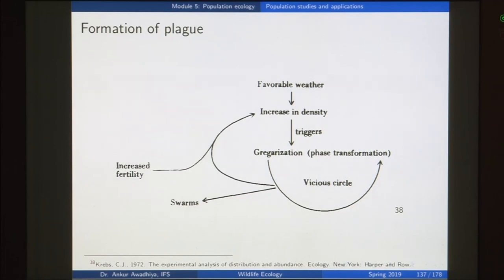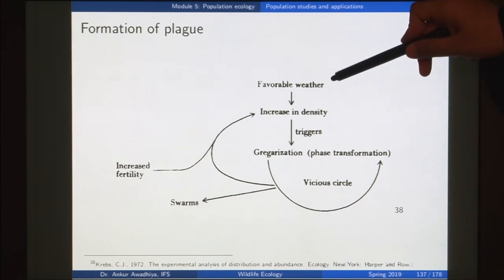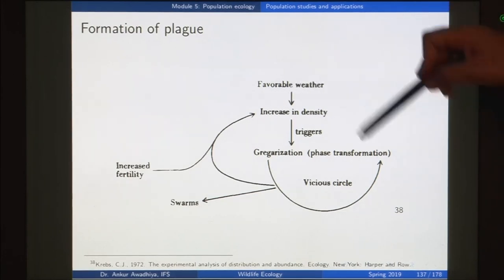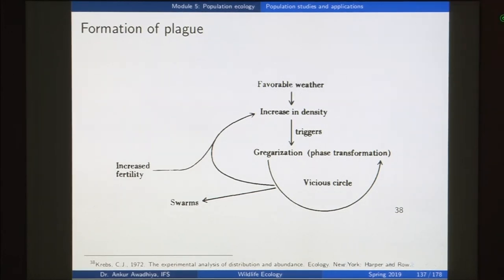And it will stay in this solitary phase till it again gets a favorable weather. So, probably it gets a favorable weather once every 15 or 20 years. So, this is when the population increases in size. Now, once you have come to that level of understanding, then the next question would be, how is this organism able to know that the weather is favorable or not? What are the kinds of cues that it is getting from the environment?